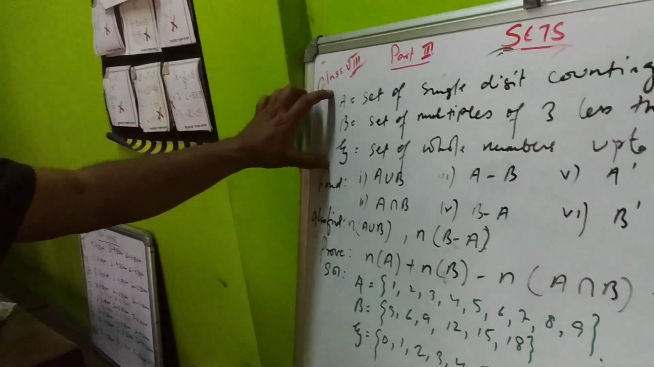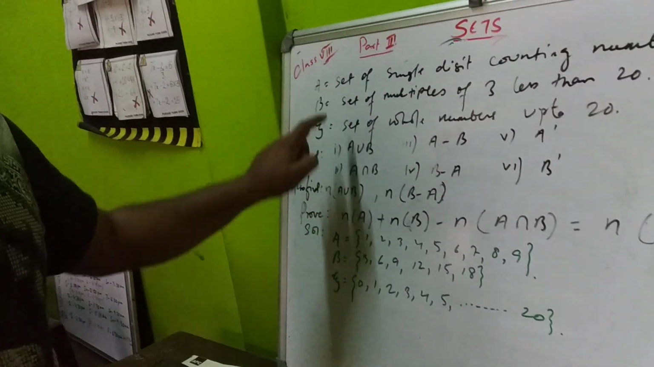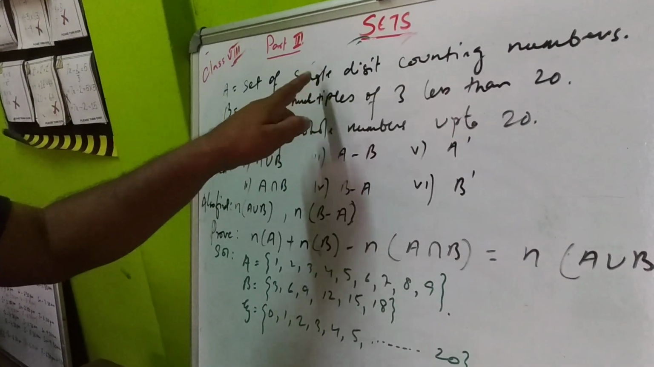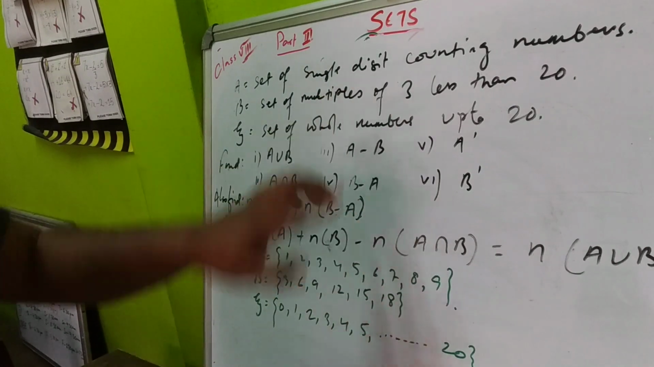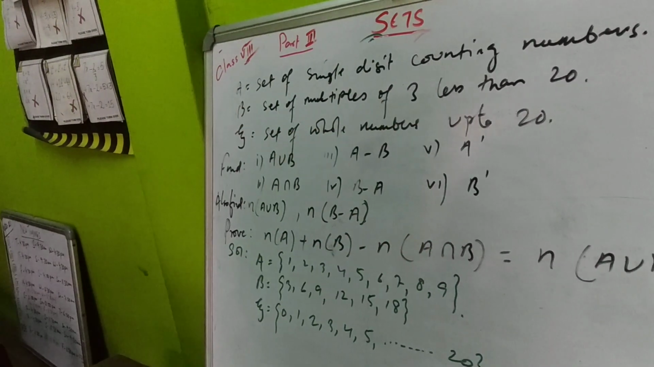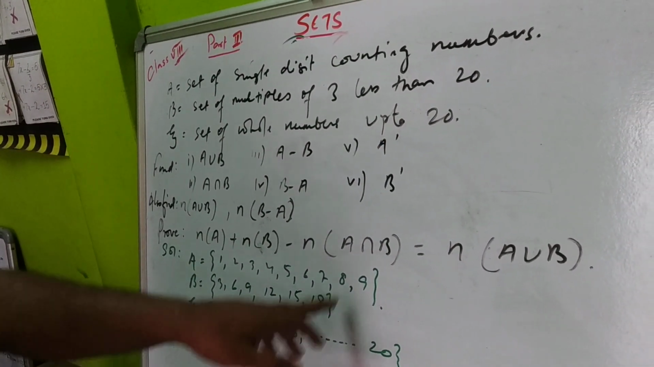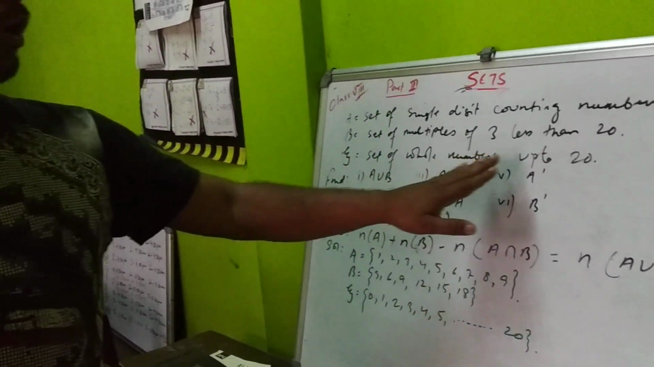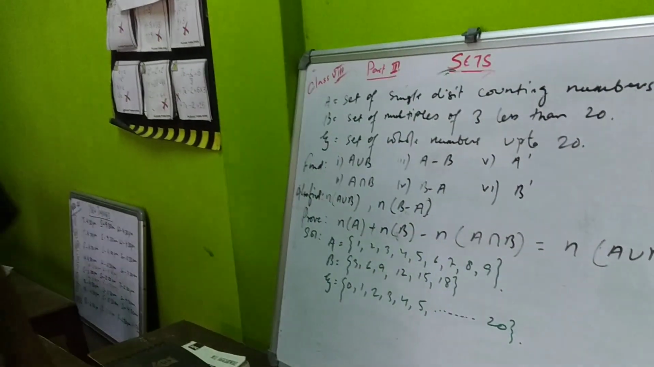So if I have to write these sets in roster form for greater clarity, then set A would be 1, 2, 3, 4, 5, 6, 7, 8, 9 because these are counting numbers and single digit. So counting numbers start from 1 and I can't write 10 because it is not a single digit number. Now set B is equal to the set of multiples of 3 less than 20. So 3, 6, 9 in the table of 3, this is what you get, less than 20. So I can't take 21 after 18. And the universal set is all the whole numbers. So I am starting from 0 up to 20.